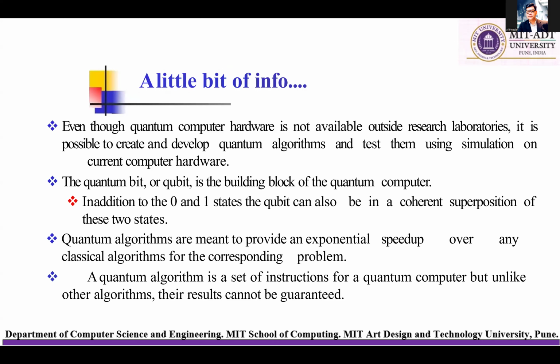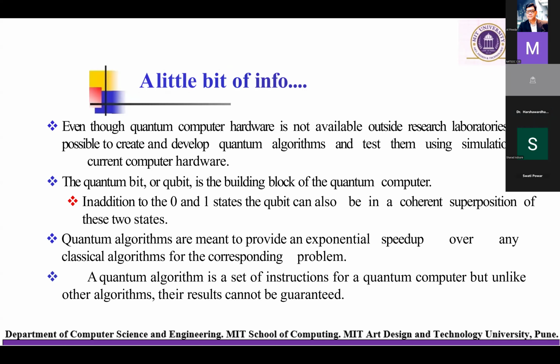A qubit definition. A quantum bit or qubit is the fundamental unit of quantum computing. Unlike classical bits that can only be one of two states, 0 or 1, qubits can also exist in coherent superposition of these states, which is a combination of 0 and 1 at the same time.